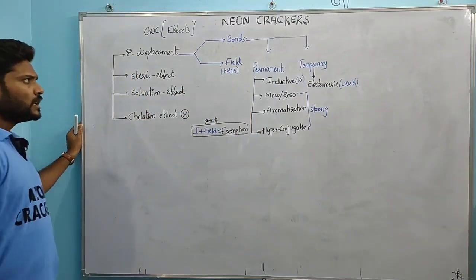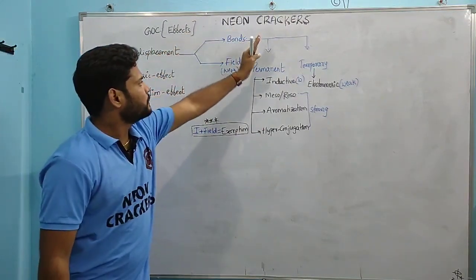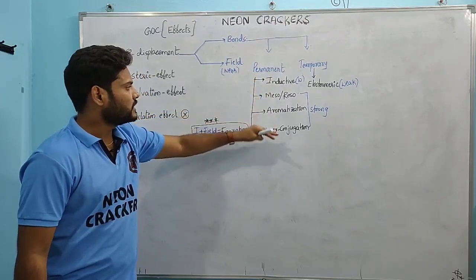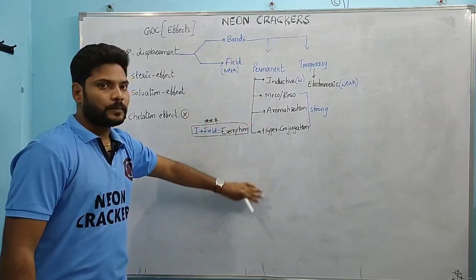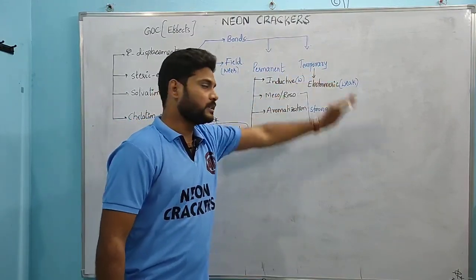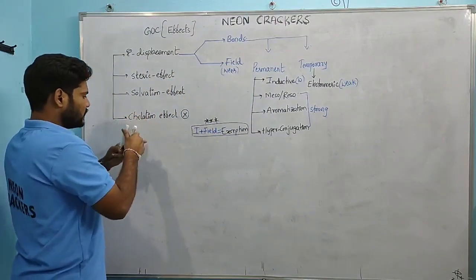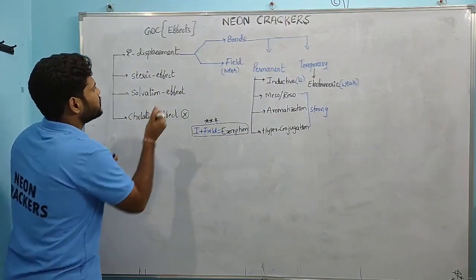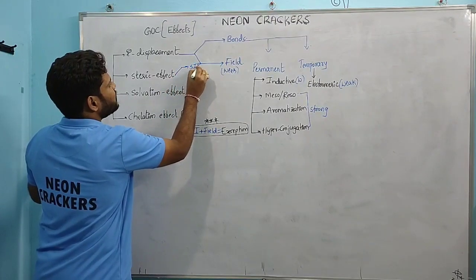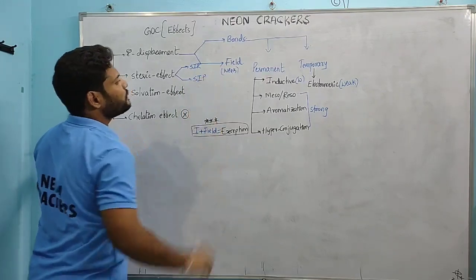Now let's see one by one. In electronic displacement, the permanent effects are inductive, mesomeric, aromaticity, and hyperconjugation, along with their applications. The electromeric effect is not very important, but we will see it. Next is the steric effect. There are two types of steric effects: the SIR effect and the SIP effect.